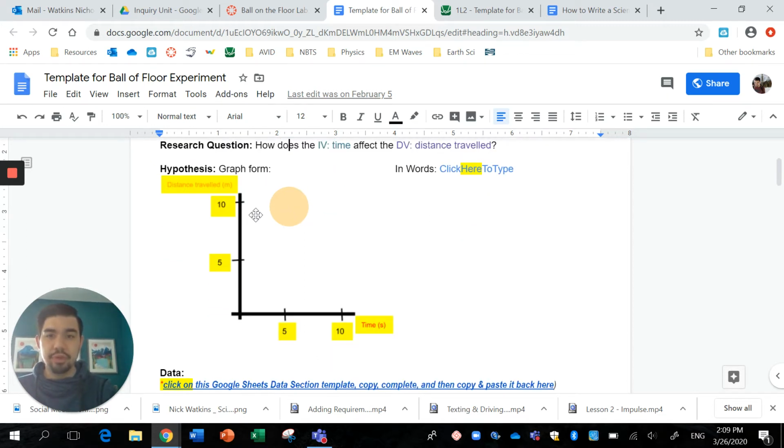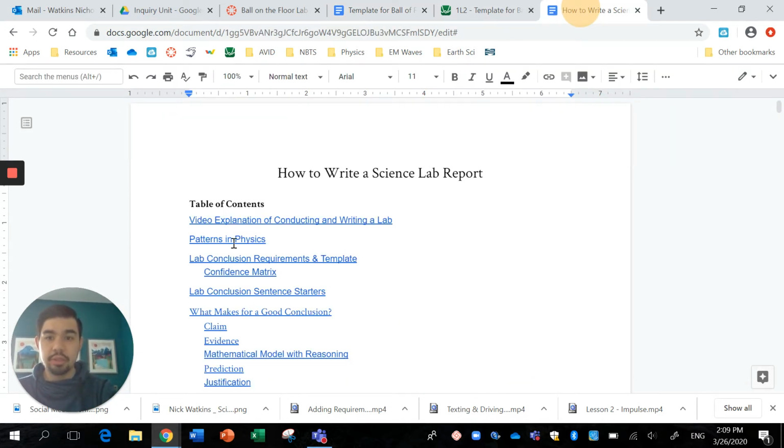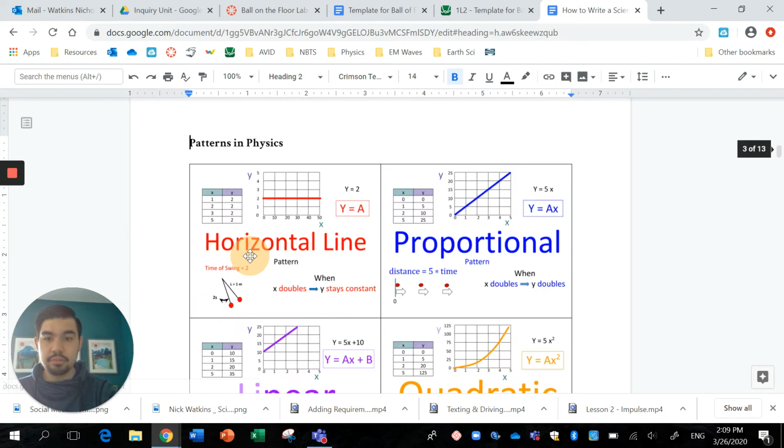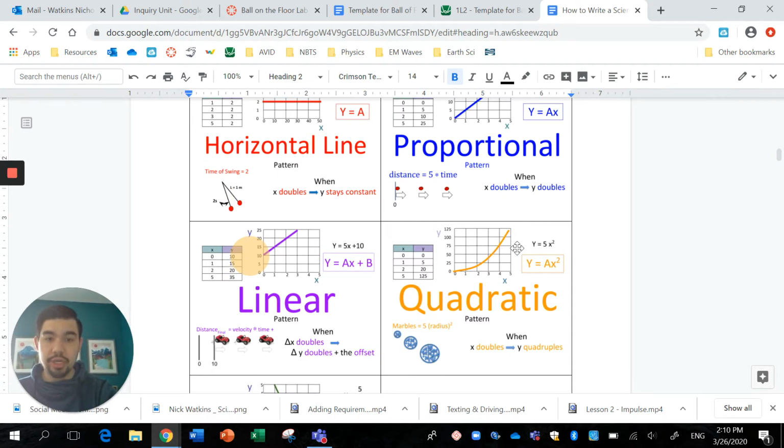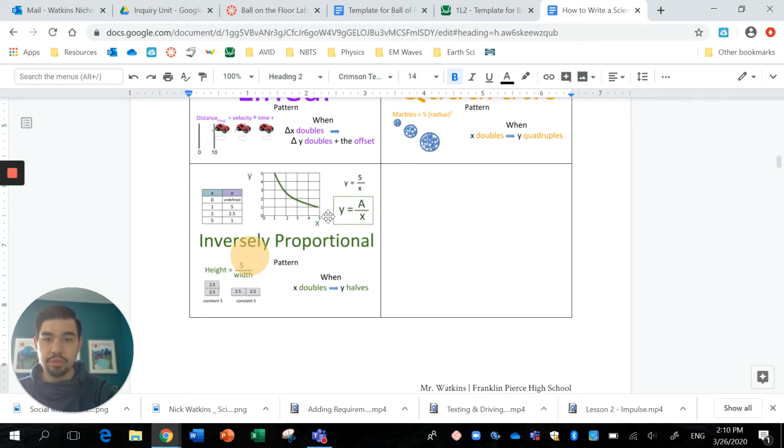Now, we do our hypothesis in two different forms. We have a graph form and also in words. For the graph form, our goal is to sketch out what type of pattern we think we'll get between our independent variable and our dependent variable. So if you remember our patterns, going back to our guide here, patterns in physics, we had a horizontal line pattern, proportional, linear, same as proportional but with a y-intercept, quadratic, or inverse.